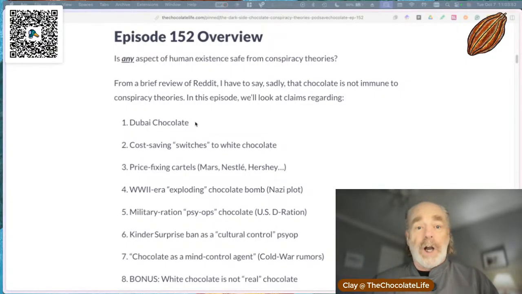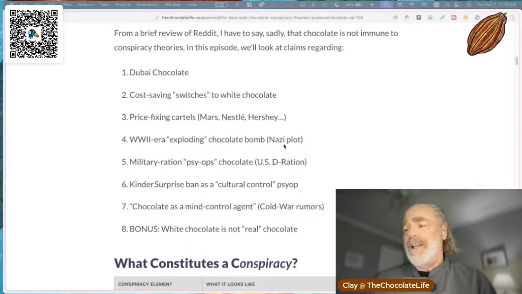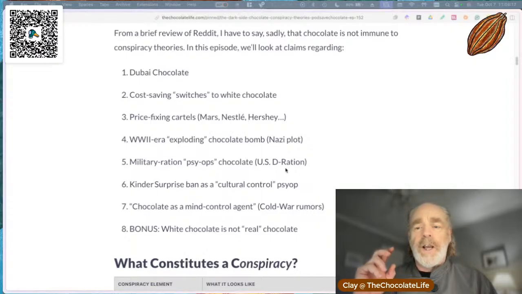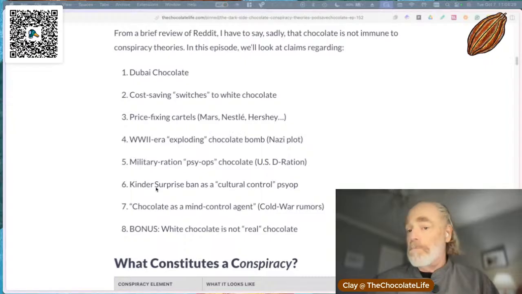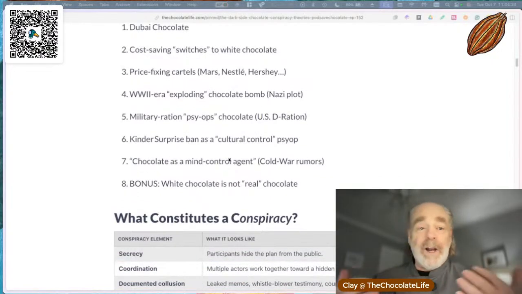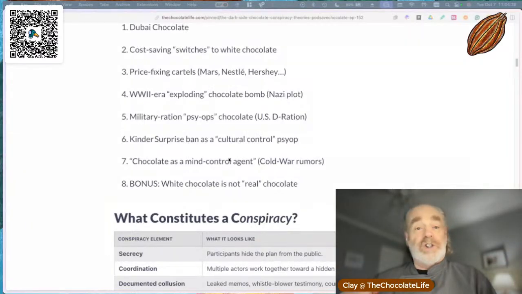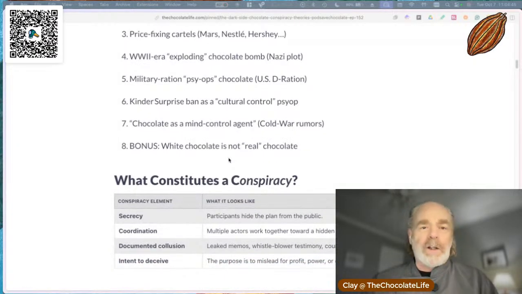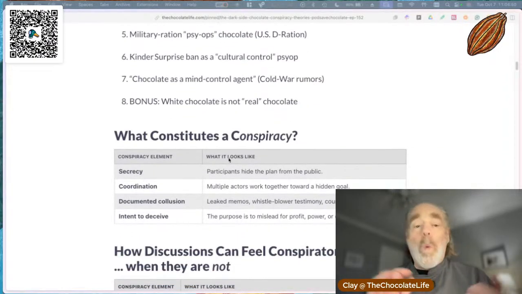Number 1, Dubai chocolate. Some conspiracy theory about cost-saving switches to white chocolate, the existence of price-fixing cartels. Was there, in fact, a Nazi plot to blow up Churchill during World War II with a, quote-unquote, chocolate bomb? Was the USD ration, a chocolate ration created by Hershey during World War II, a psyop? Interesting kind of question. Was the banning of Kinder Surprise a cultural control psyop? That's a conspiracy theory. We've heard of MK Ultra and things like that during the Cold War. Was chocolate ever used as a mind control agent in this context? And then finally, we're going to take a look at white chocolate and whether or not it's really chocolate or not.